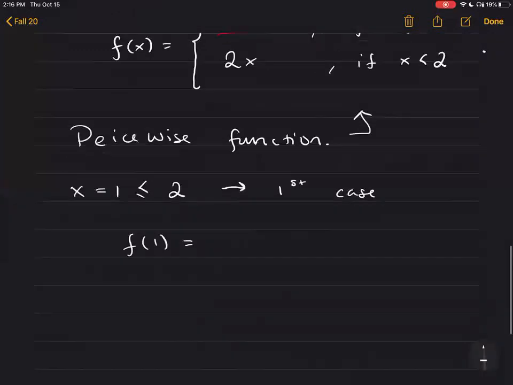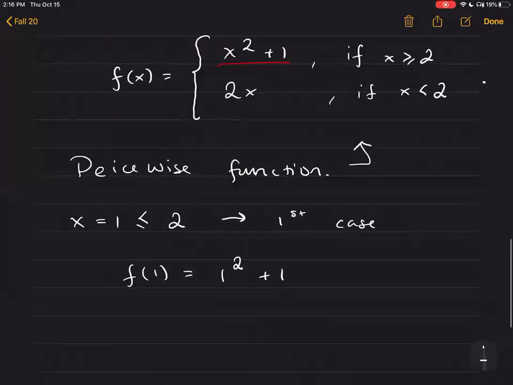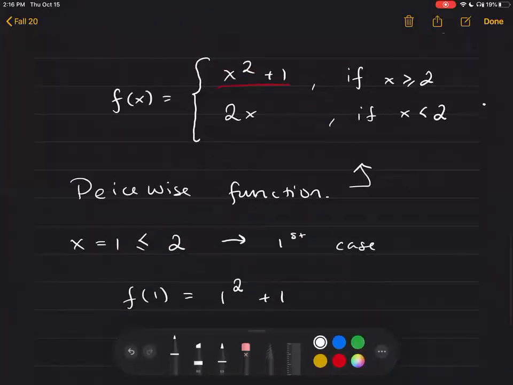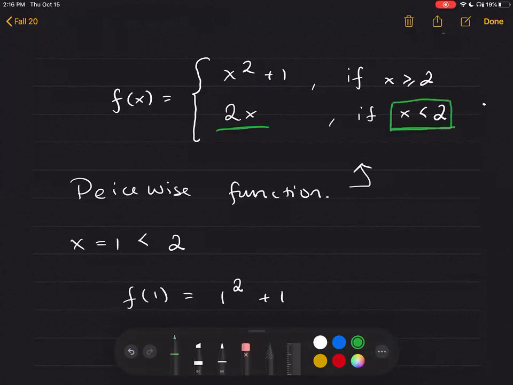So then we get 1 squared plus 1. Oh my goodness, sorry. That is not the case at all. Some of you are probably yelling at me right now because I'm doing this entirely wrong. It is less than 2, but that's not this top case. It's actually the bottom one, right? My apologies. We're dealing with this one because we are in this case right here.